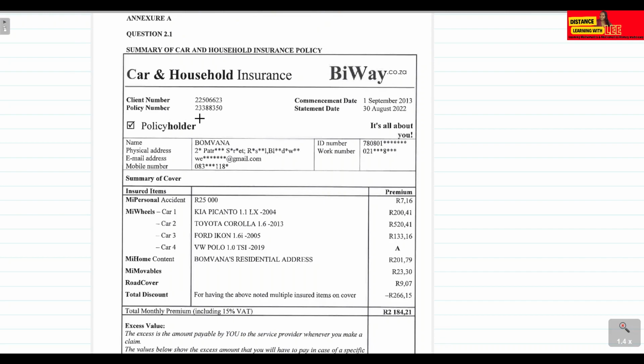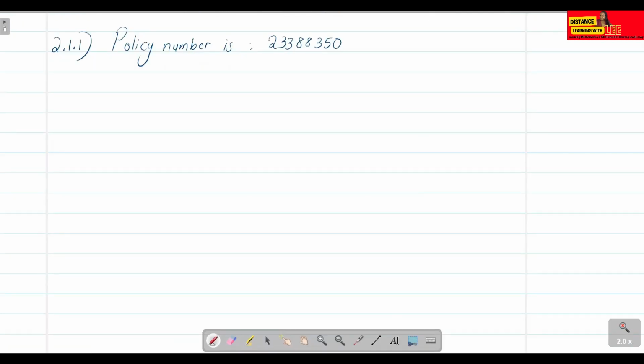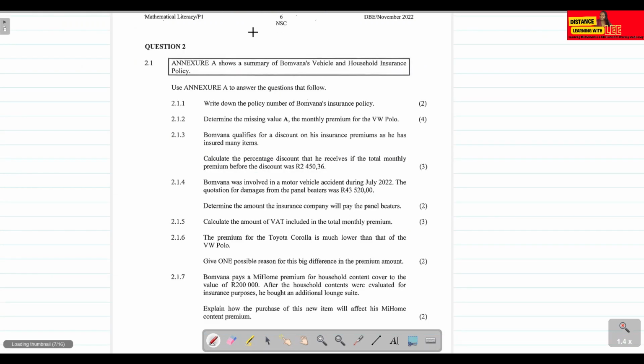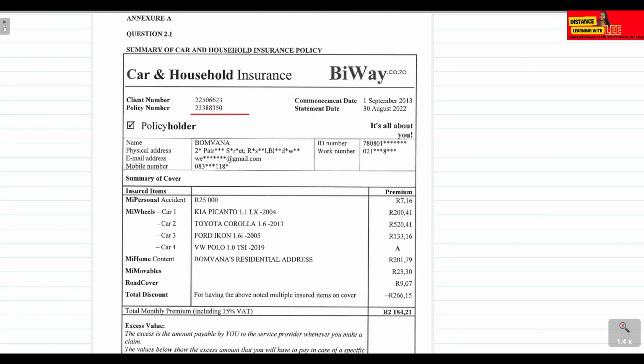The policy number is 233888350. All right, so the policy number is 233888350. Let's have a look at the next question. Determine the missing value A, the monthly premium for the VW Polo, right? So how can we basically determine this missing value A?